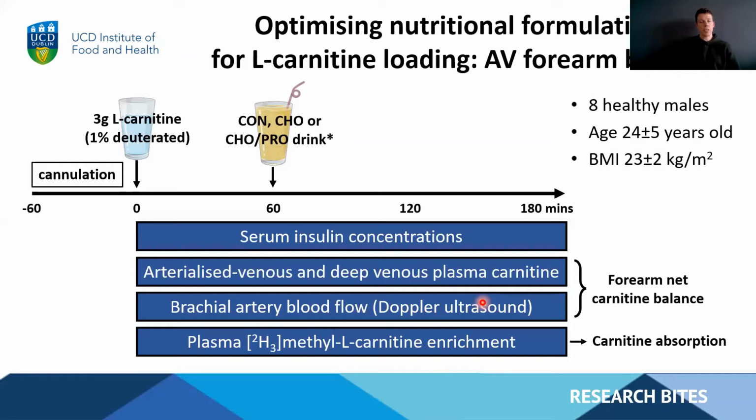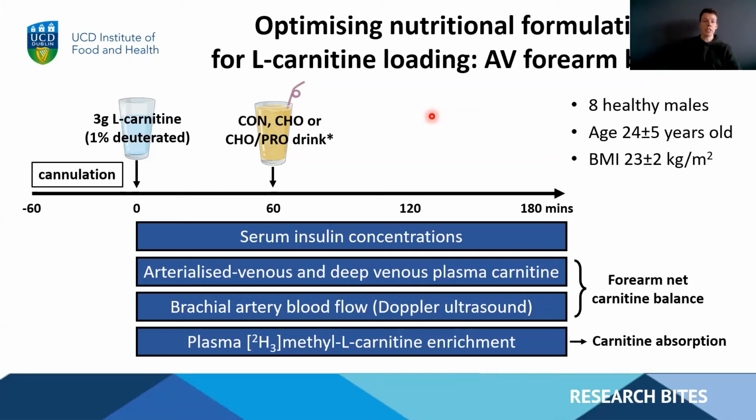So we came up with this AV forearm balance model, so an arterial venous measurement of forearm carnitine uptake. So essentially, we're measuring the carnitine content in an artery, or in fact, in a vein that's been arterialized by heating, and then also in a deep vein draining from the forearm. So you locate this vein with ultrasound, and then you put a cannula in it. And this allows you to generate an arterial venous difference across the forearm, which is predominantly muscle.